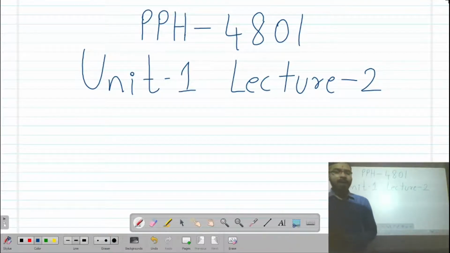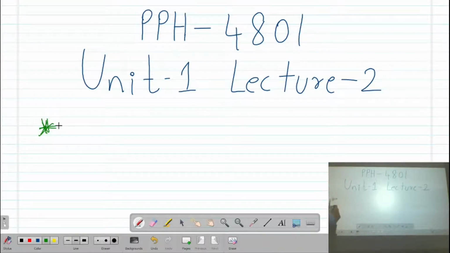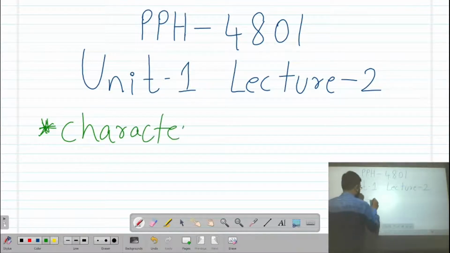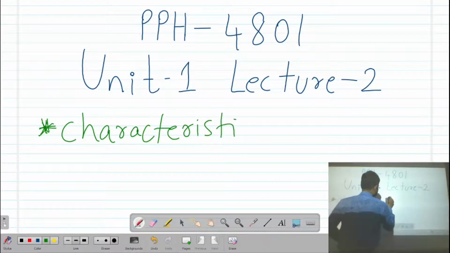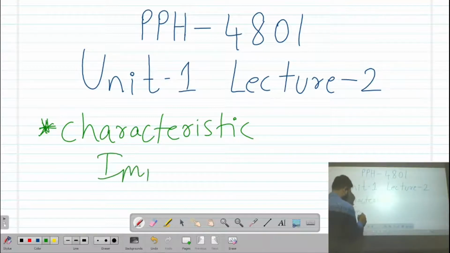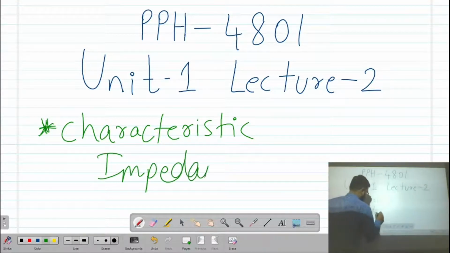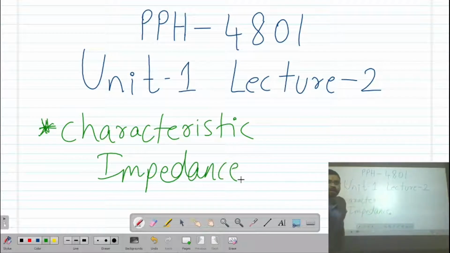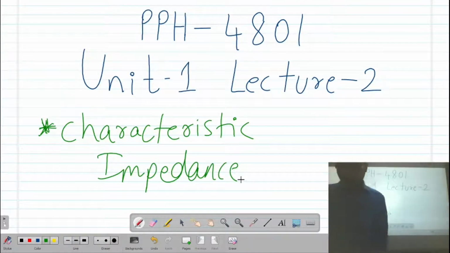Now going ahead, we have another term to understand, that is characteristic impedance.